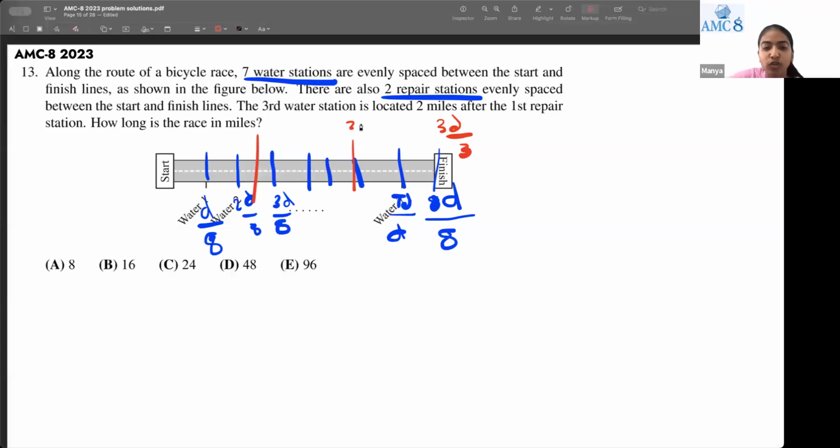The second repair station should be 2D by 3, and the first one should be D by 3. We can also represent this as 1D by 3, but it's just easier to write D by 3. They also told us that the third water station is located 2 miles after the first repair station. So here, the third water station is 3D by 8.